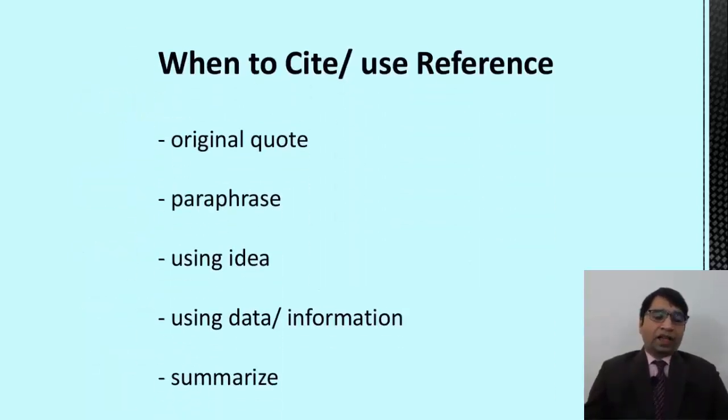Okay, the next one is when to cite or when to use references. First and foremost, which I believe is the most important, is whenever you are using original quote. Original quote means whenever you are using the original words of another writer. Whenever you are using original text that you took from any other source, right?